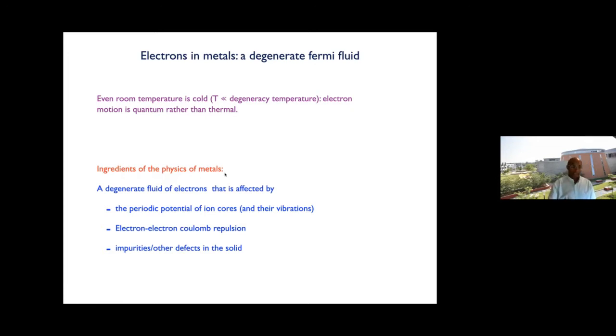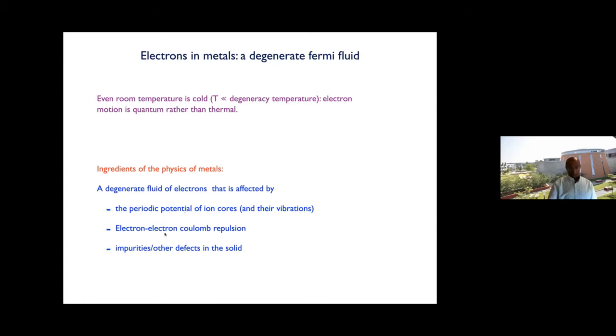So the ingredients that go into any understanding of the physics of metals in a solid are the following. We have to think about a degenerate Fermi fluid of electrons, and these electrons are affected by many things. First, there's the periodic potential of the ion cores that they left behind, and these ion cores may form a perfect crystal, or in some cases they may not. And these ion cores will vibrate about whatever equilibrium positions they have. So these are the phonon modes of the solid.